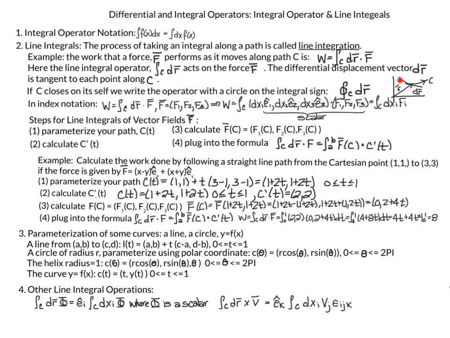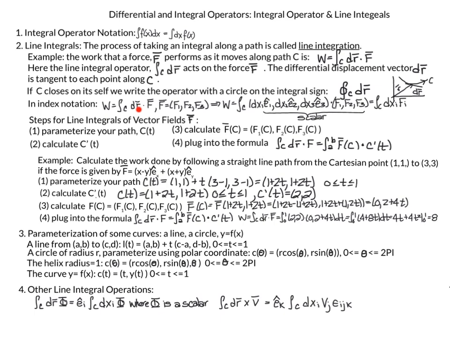Maybe at time t, r might be this vector here. At time t plus 1 we might be here. At time t plus 2 our r vector is over here. And dr then is the vector tangent to the r vector. I didn't draw this very well. This should be 90 degrees, but it's tangent to each point of C. If C is a closed curve, we write the operator with the circle in the middle. And then we also have this index notation here for dr.